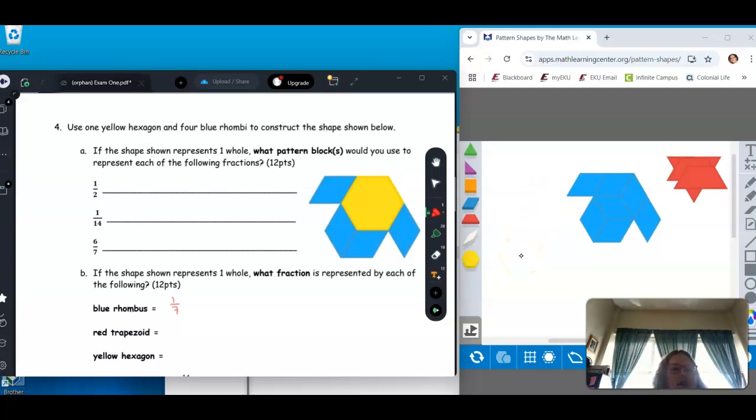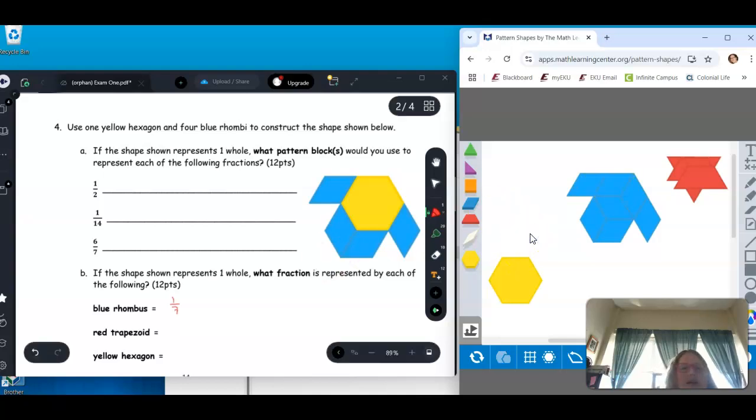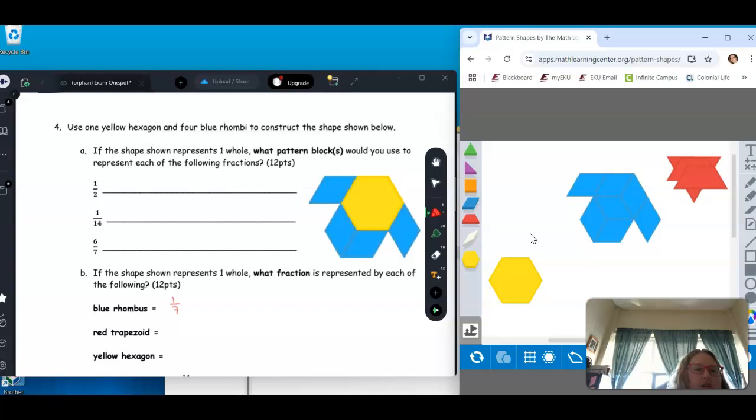Then I could look and see if I could find some other answers off of that. For instance, the yellow hexagon: if I pull my yellow hexagon back out, it covers up 3 of those rhombi. That's actually how I got these 3 rhombi originally, by covering up the yellow hexagon. So my whole is made up of 7 rhombi, but the yellow hexagon is equivalent to 3 out of the 7. That tells me the fraction for the yellow hexagon is 3/7.